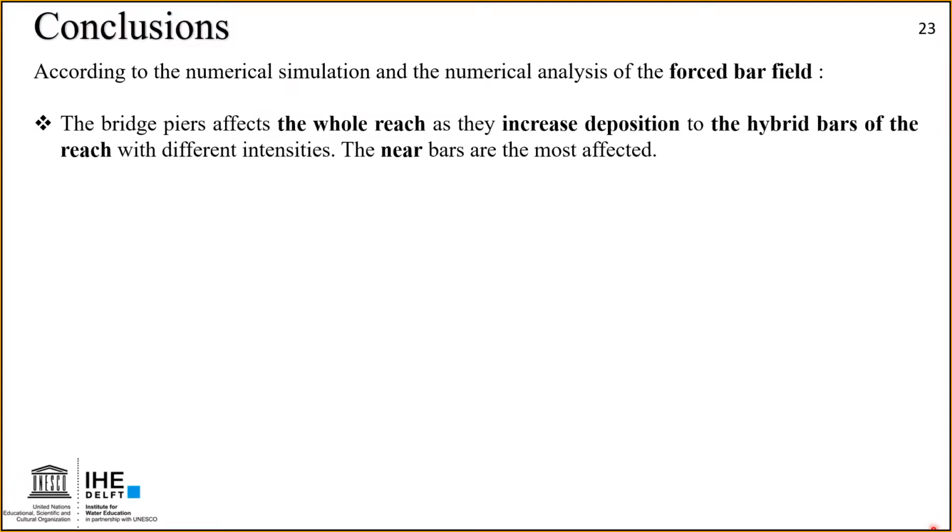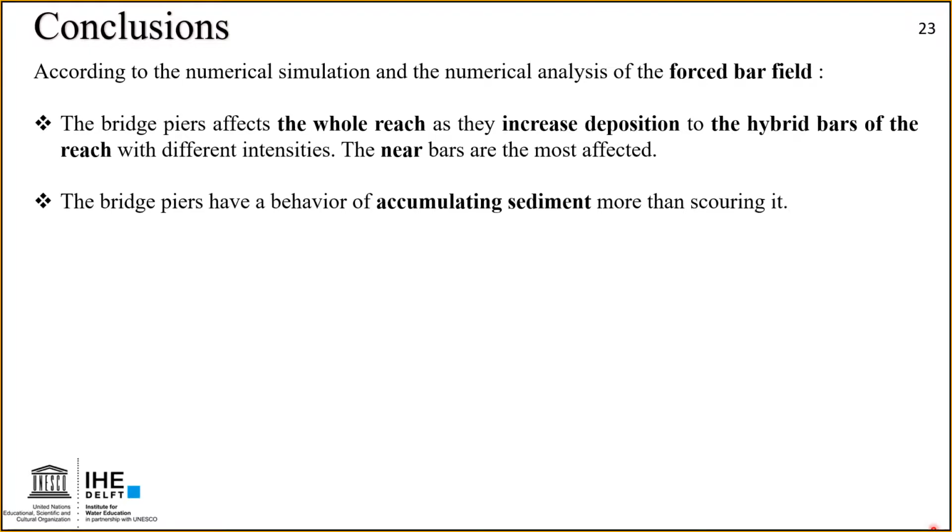Okay, now we come to the conclusions. According to the numerical analysis of our forced bar field, we can see that the bridge piers affect the whole reach, as they increase deposition also on the hybrid bars of the reach with different intensities. The near bars are the most affected, of course. The bridge piers have a behavior of accumulating sediment more than scouring it, as we see that the area of deposition for all scenarios is larger than the area of scouring, regarding, of course, the forced bar field.